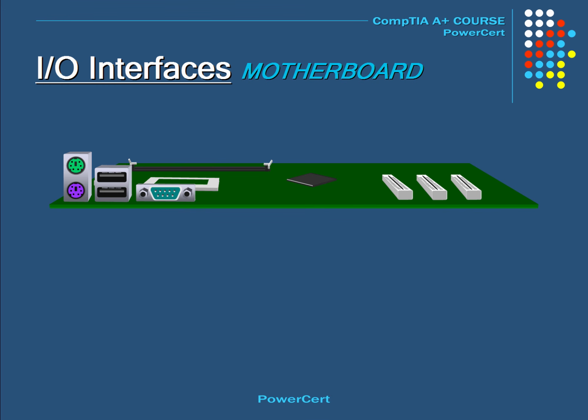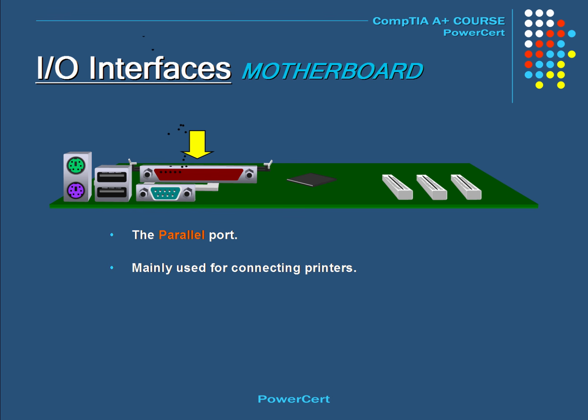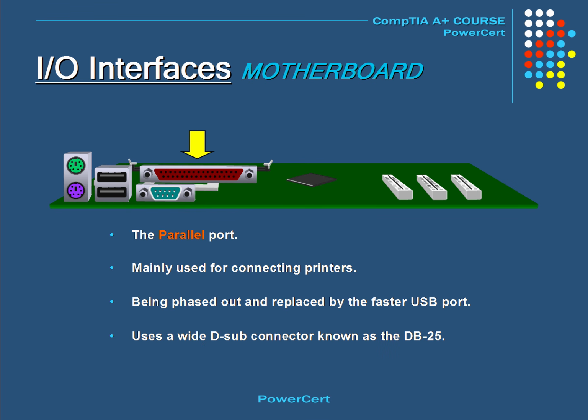The parallel port is another interface that could be found on a motherboard I/O panel. It was mainly used for connecting printers. And like the serial port, it is also being phased out and replaced by the faster performance of a USB port. It uses a wide D-sub connector known as the DB25. And unlike serial ports that send data one bit at a time, the parallel port sends data signals simultaneously over several parallel channels.